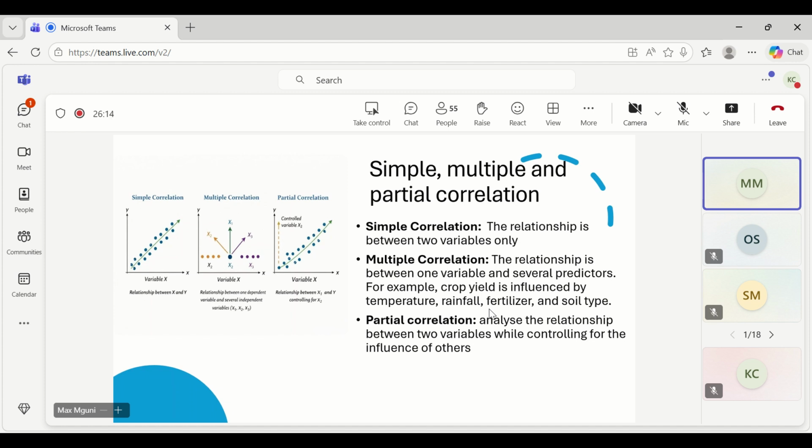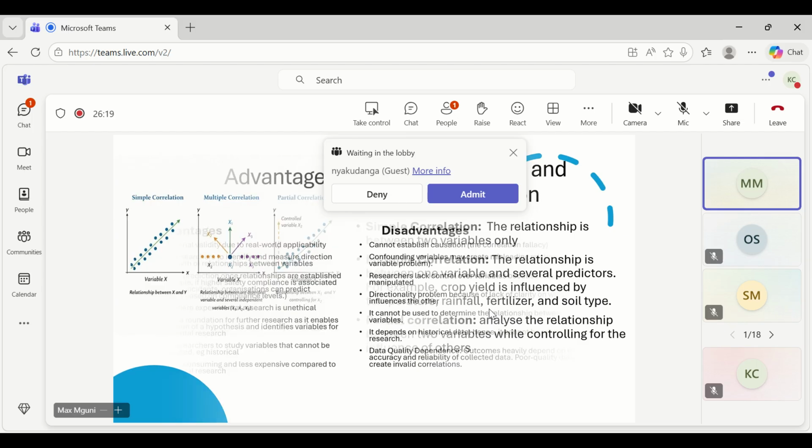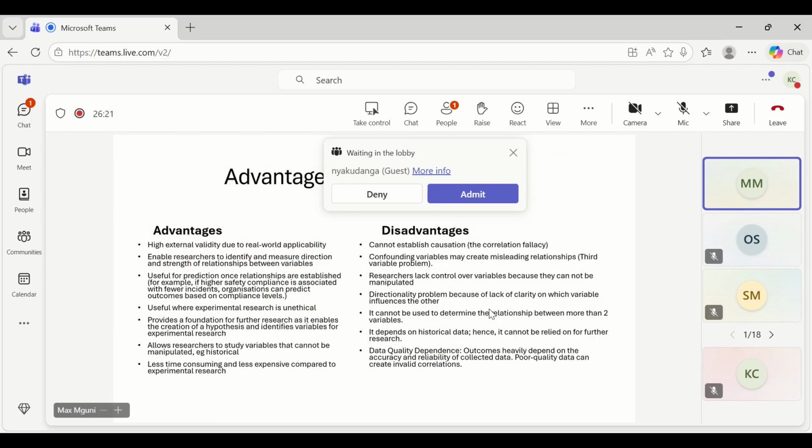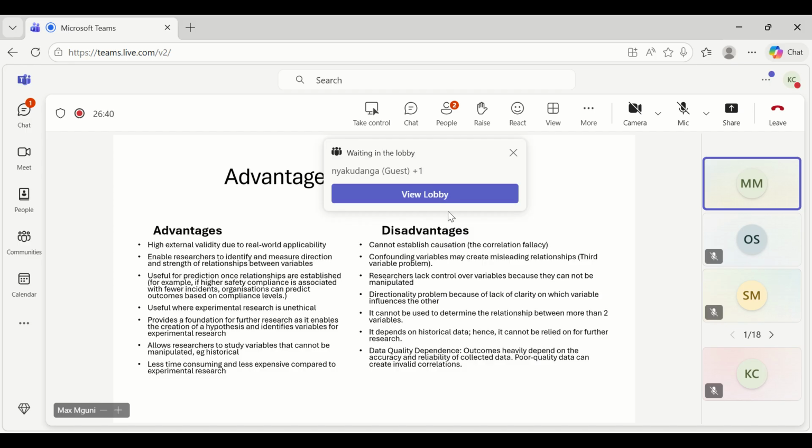Advantages and disadvantages. High external validity due to real-world applicability. So these are more reliable. The evidence or the data that you obtain from this is more concrete, it's solid. They enable researchers to identify and measure direction and strength of relationships between variables. They are useful for prediction once relationships are established. For example, if higher safety compliance is associated with fewer incidents, organizations can predict outcomes based on compliance levels.